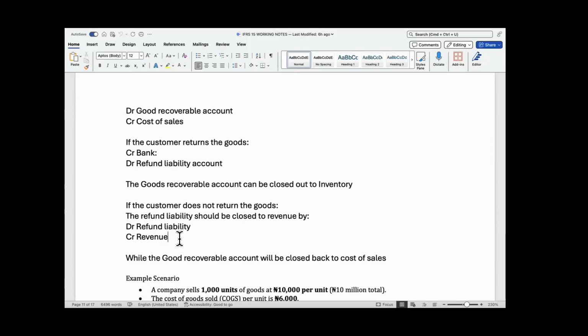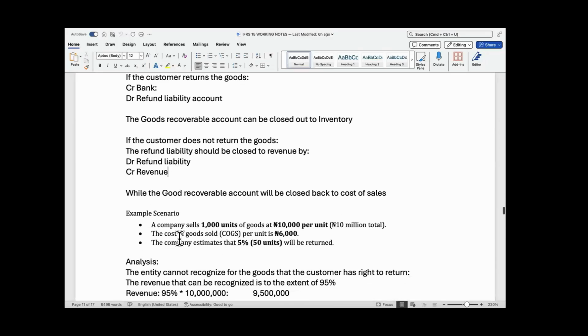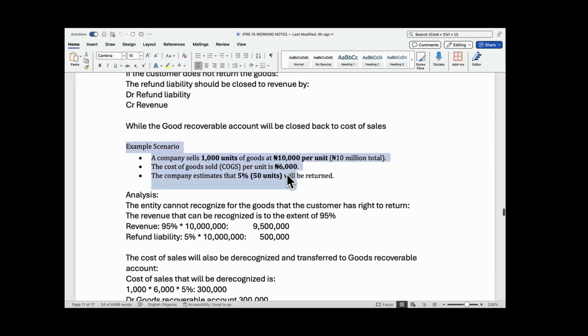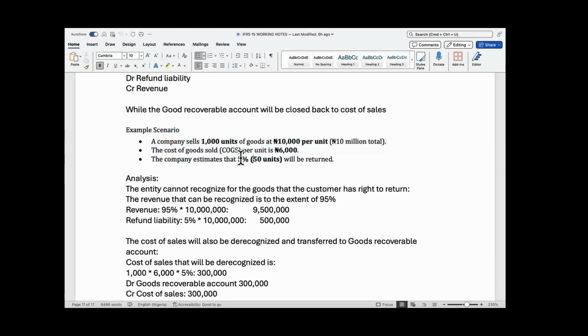Additionally, the related cost of sales needs to be derecognized as well. You need to remove that portion that the customer has the right to return. That portion of the cost of sales needs to be removed from cost of sales as well, so that you'll be matching the appropriate cost of sales with the appropriate revenue. So that was the main discussion there. And we solved this question to explain that. And in this question, you will see that the customer can return 5% of the goods.